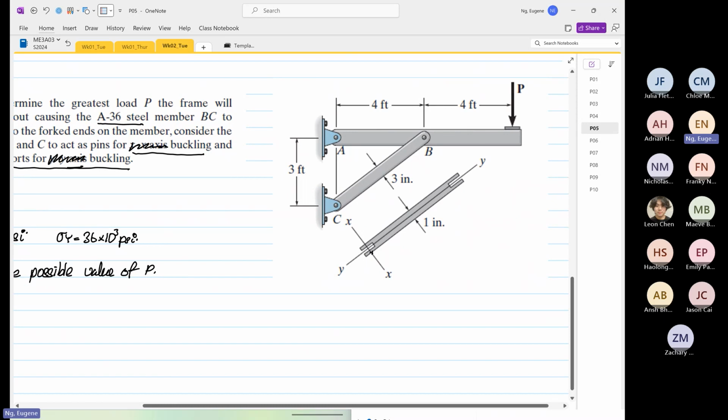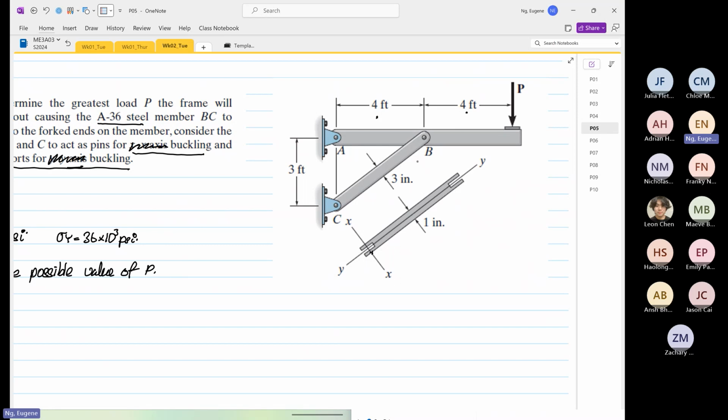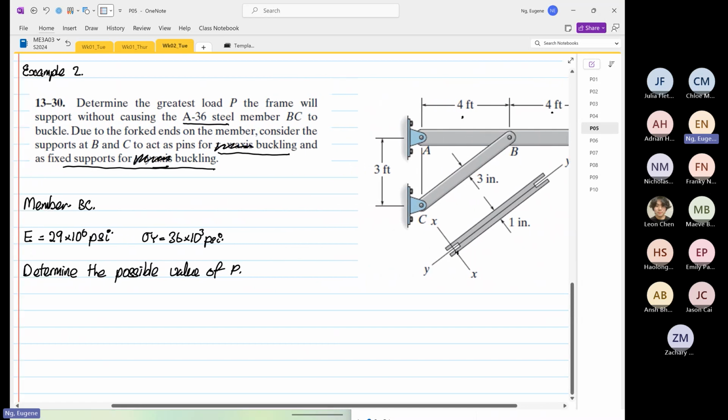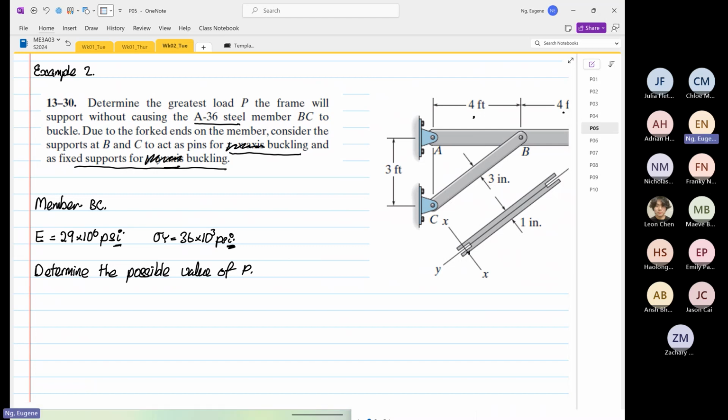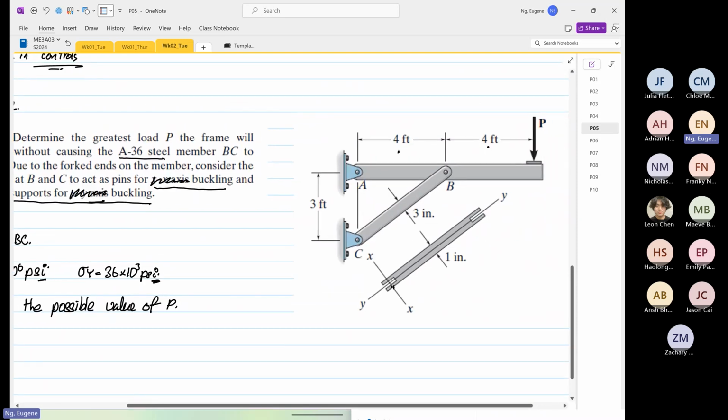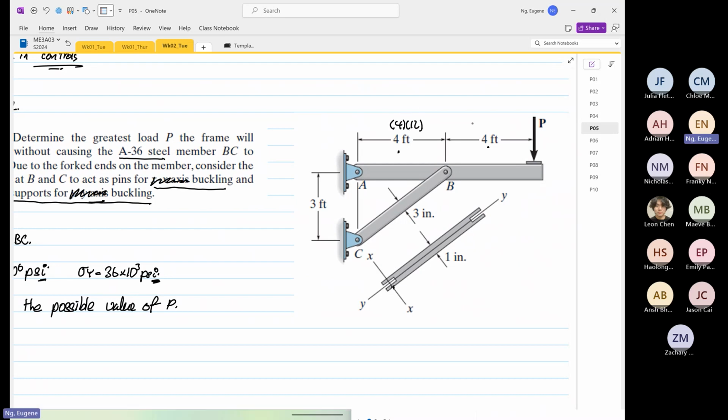Given to us is the bar, so we have 4 feet, 4 feet. A to B is 4 feet, B to the point is 4 feet, A to C is 3 feet. We have to change everything to inches because our Young's modulus and our yield stress are all in inches. To change to inches is very straightforward: 4 multiplied by 12, and then 3 multiplied by 12.